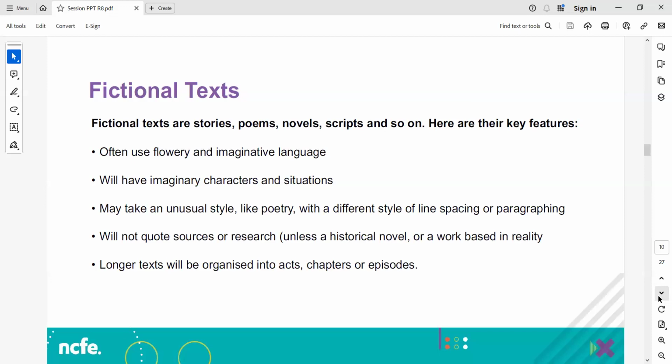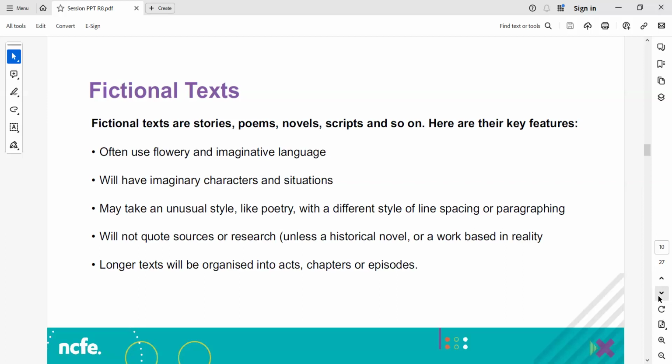They won't quote sources or research. An exception to this may be a historical novel, or a work that's based on real life events. They may have the odd footnote here and there just to explain a date or a point. But generally, they would not have quotes or research. Longer text will be organised into acts, chapters, or episodes.